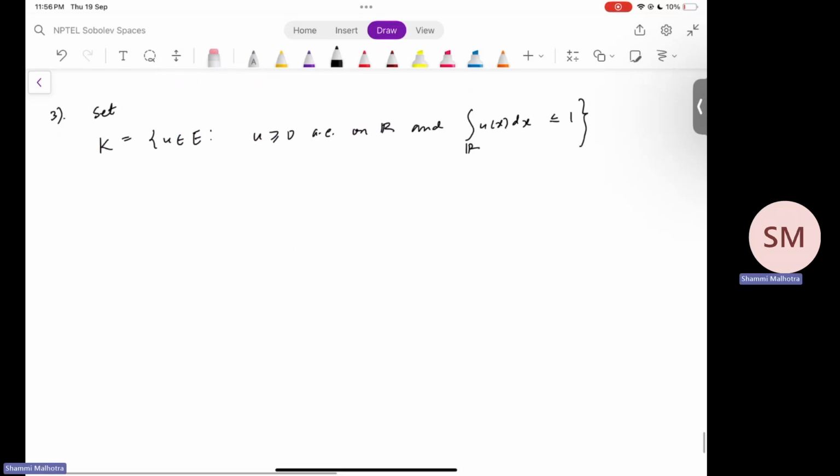and we check that K is a closed convex subset of E.